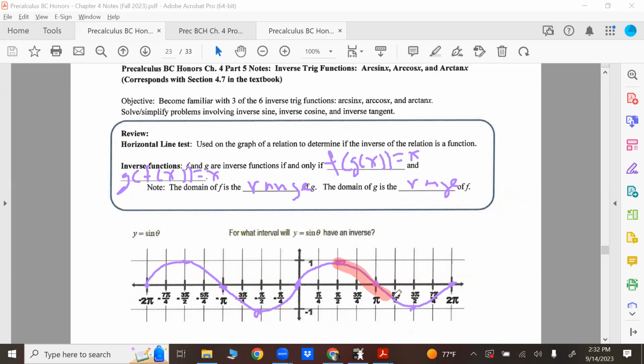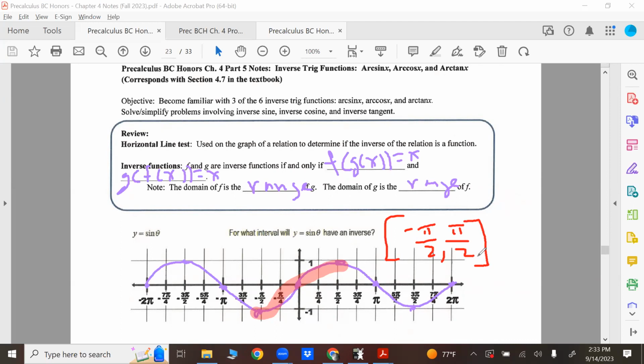So the first way that I did it is actually not the default domain for the sine function. The default is going to be this instead. So you're going to say the interval for which we have an inverse is between negative pi over 2 and pi over 2. So I'm going to restrict the domain of sine like that, meaning that the range of the inverse sine is going to be restricted like that.